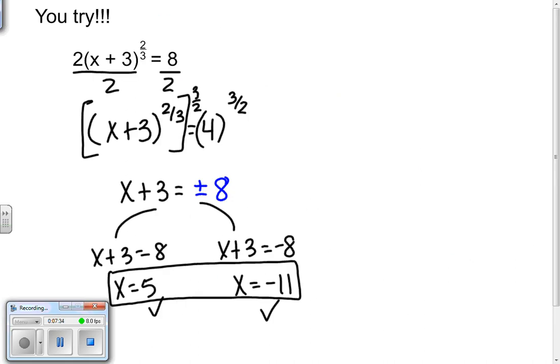In the you try it, both of those happen to work. Don't forget the plus or minus 8, because what ends up happening right here is you end up taking an even root, which is always plus or minus.